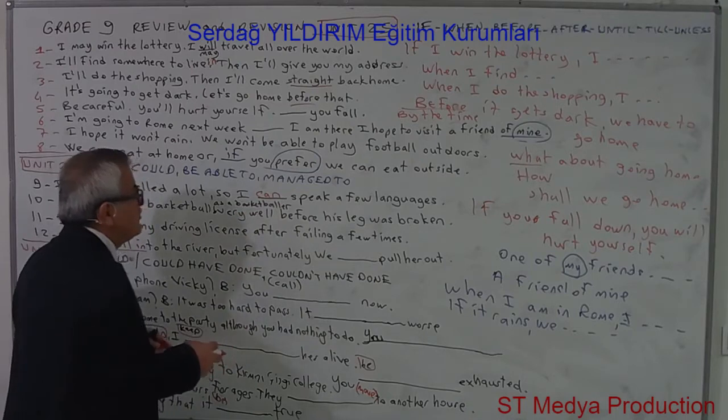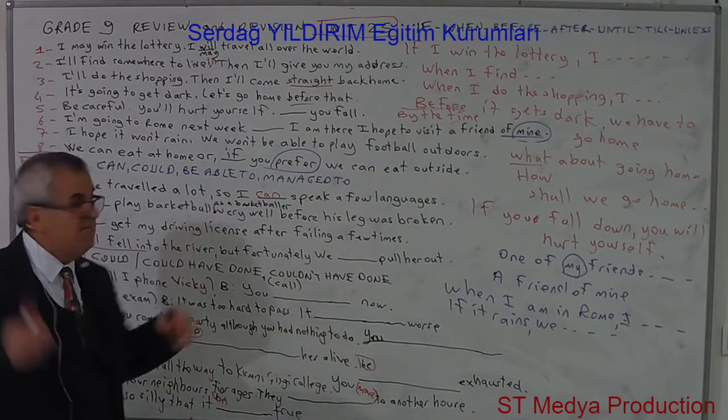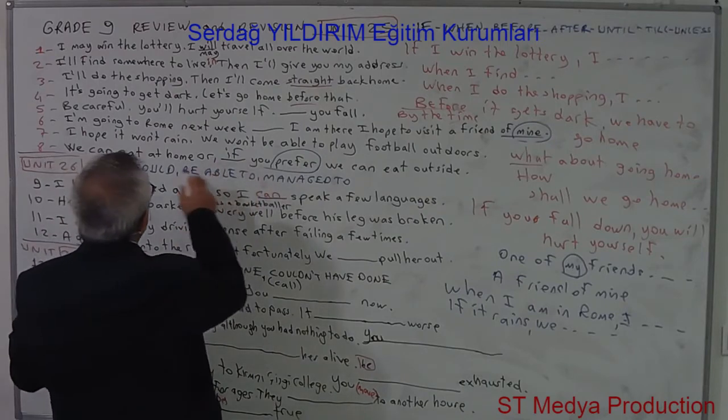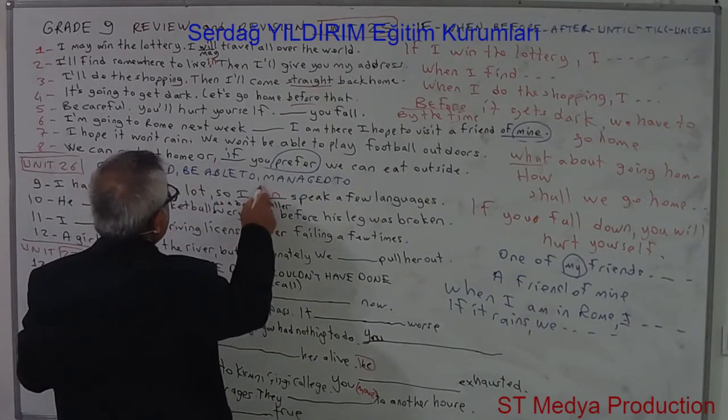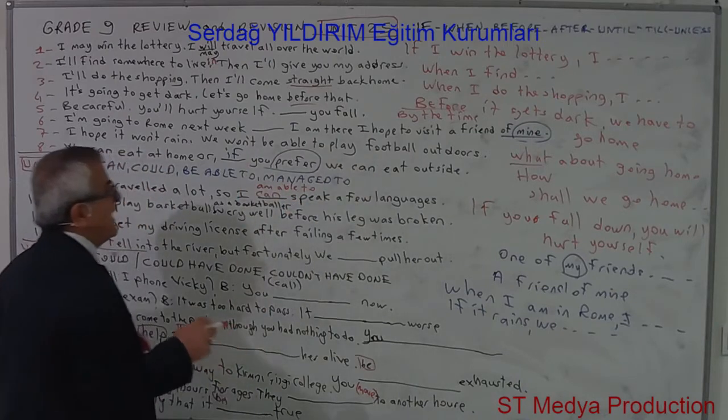So, as a result, consequently, my friends, I can speak a few languages. Teacher, can we use be able to? Of course we can, because as you know, they have the same meaning. So this time, my friends, I am able to speak a few languages.